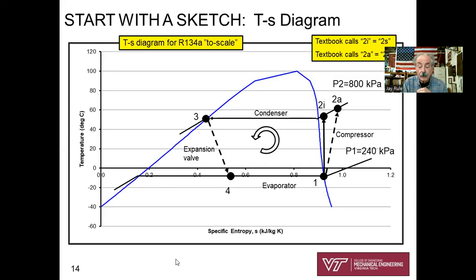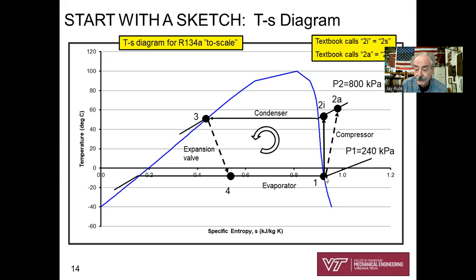Okay, the next thing to do before we start doing any numerical work is draw a T-S diagram. This blue vapor dome is a to-scale drawing of a T-S vapor dome for refrigerant 134a. Looks a little different in shape than a vapor dome for H2O, but this is the to-scale drawing. So let's look at the system. The cycle. I've tried to show my counterclockwise arrow. We're going in a counterclockwise direction. That means power is going to be needed to run the cycle.